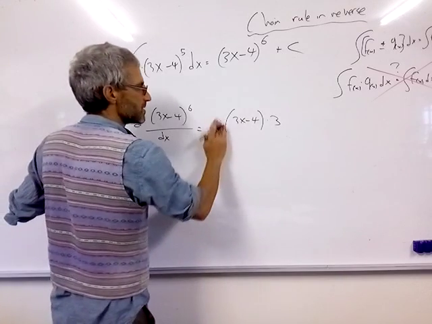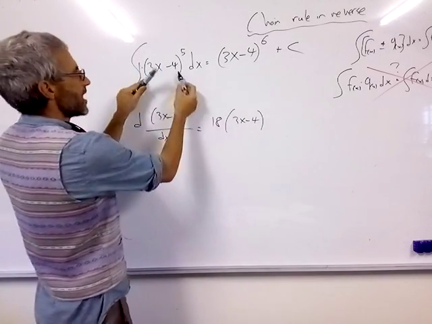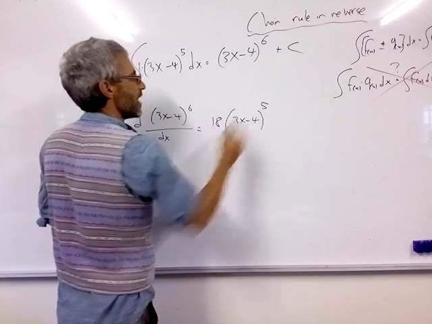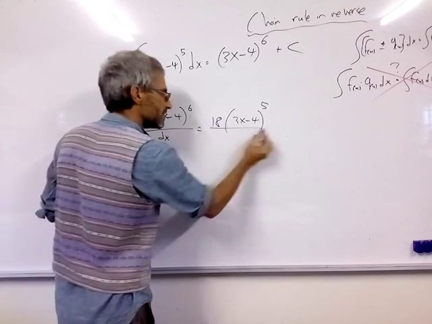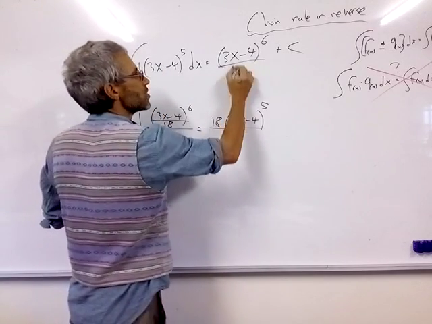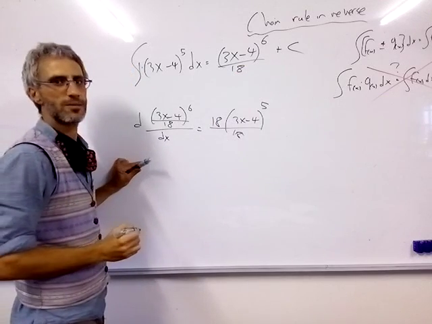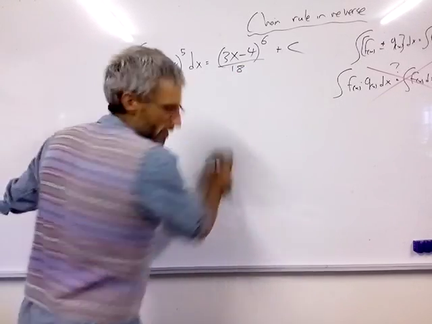And our 3 times 6 is 18. So we got 3x minus 4, sorry, that's again power 5. But now I've got too much of the 18 here. So I'm going to divide by 18. So the solution has to be divided by 18. Pretty simple, isn't it? Okay, let's do the last one.